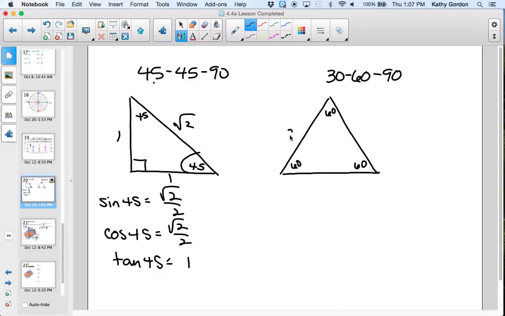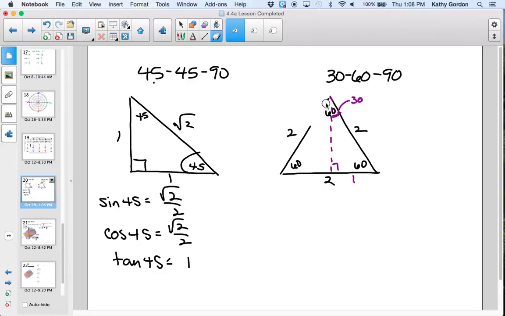Okay, so this time I'm arbitrarily going to pick 2 as my sides. So how do I make it 30, 60, 90? I chop it in half. Okay? So what that means is this angle got chopped in half and is now 30. It also means this side got chopped in half and is now 1. So the triangle I'm actually looking at here is that triangle right there.